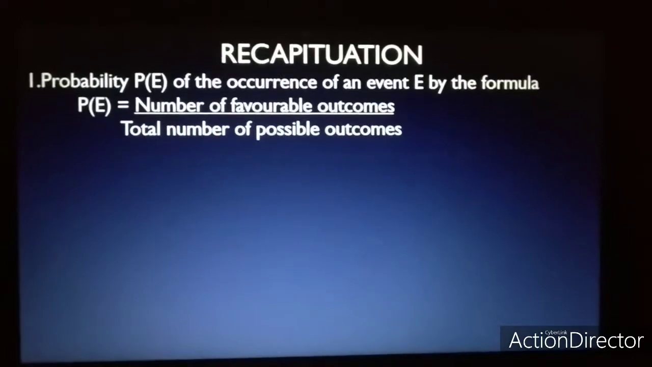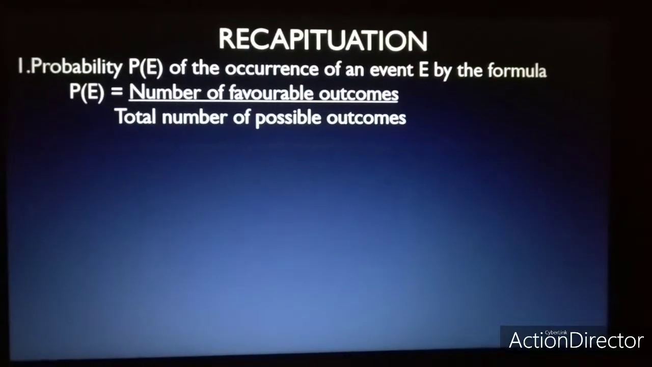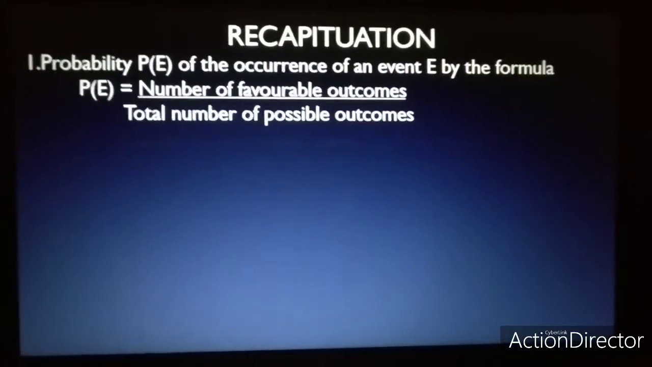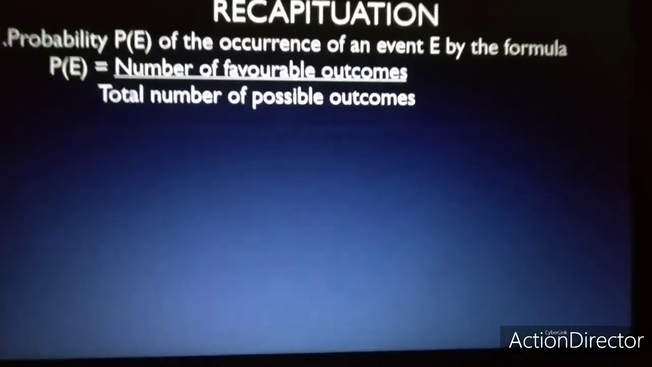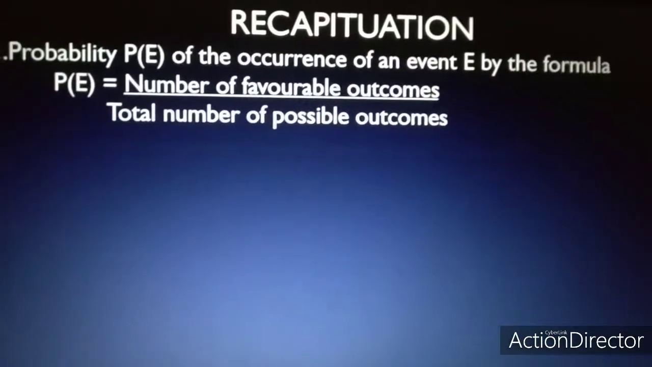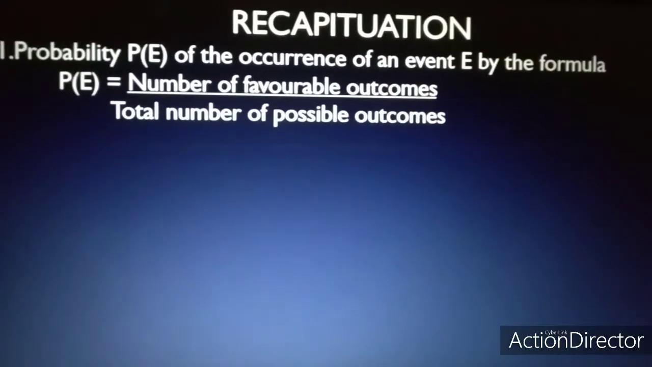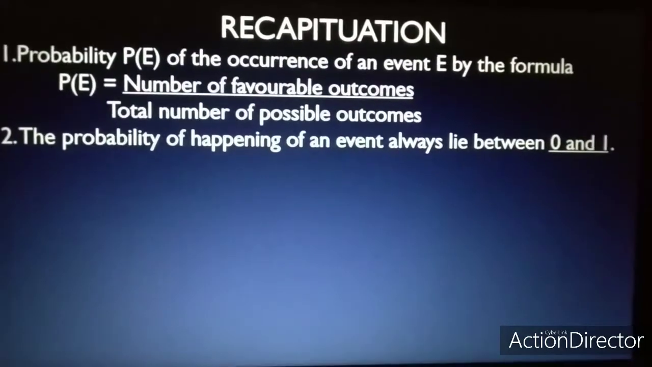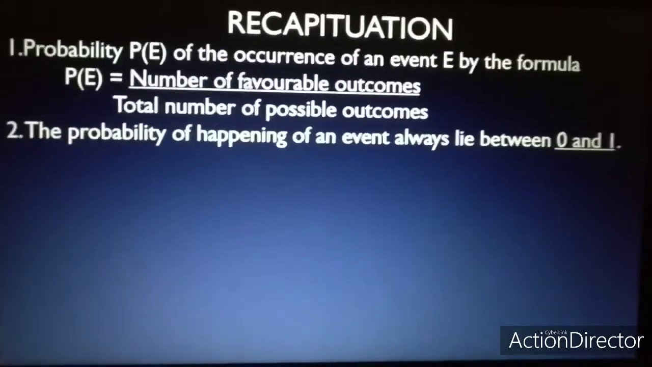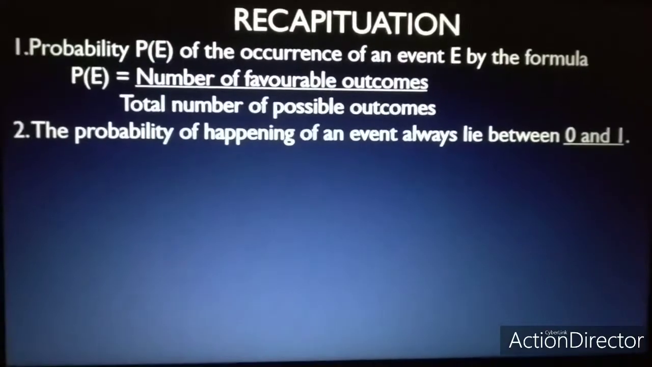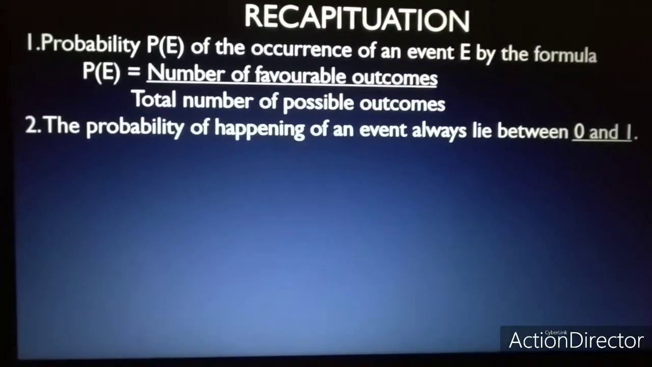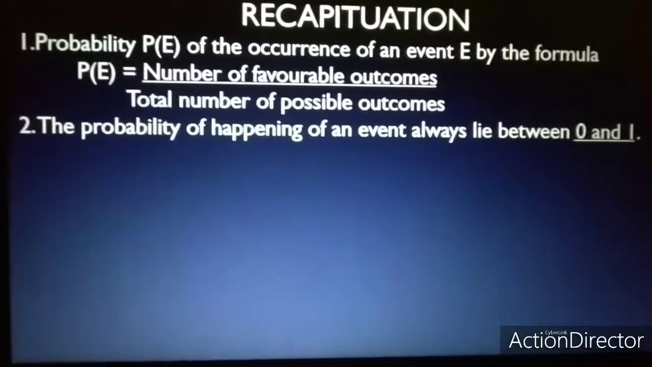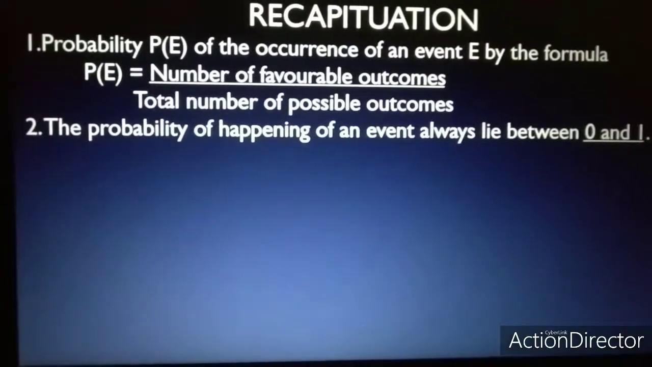Now, let us recap what you learnt in this chapter. First one, the probability P of E of an occurrence of an event is given by the formula P of E is equal to number of favorable outcomes divided by total number of outcomes. Second one, the probability of happening of an event always lies between 0 and 1. That is, your answer will always lie between 0 and 1. It will not be less than 0 and it will not be greater than 1 also.